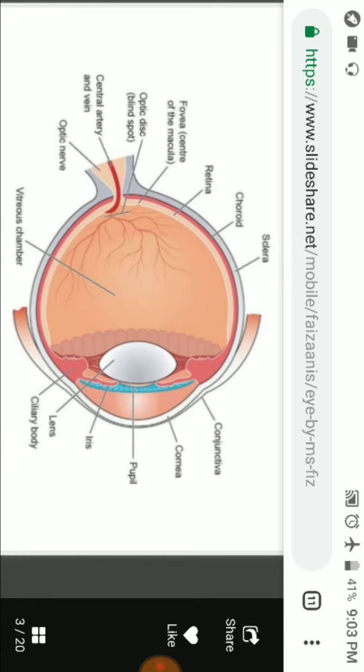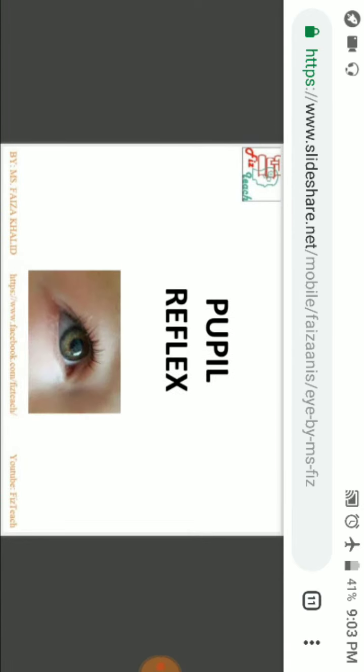Beside it, you can see the fovea, which is the center of the macula. Over here, you have a very huge amount of rod and cone cells, and that is why a very sharp image is formed here. Okay, let's move further. First of all, we are going to talk about the pupil reflex.